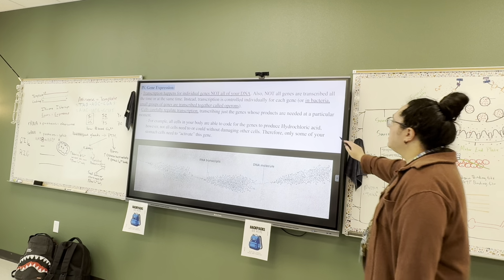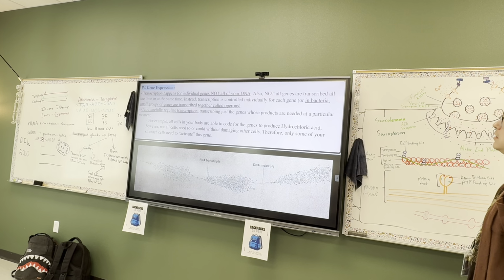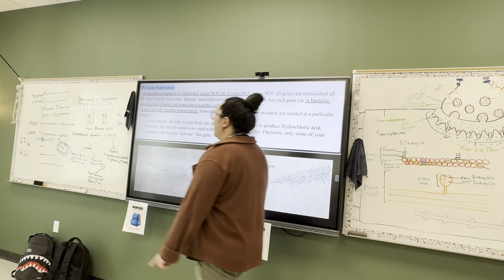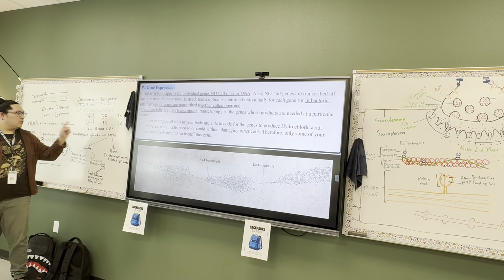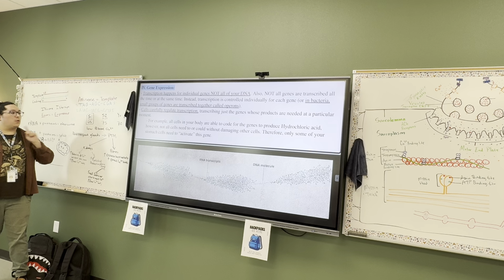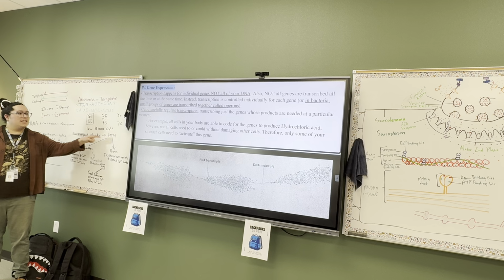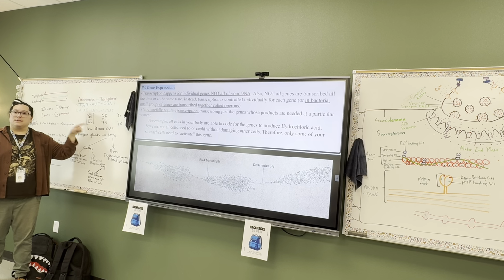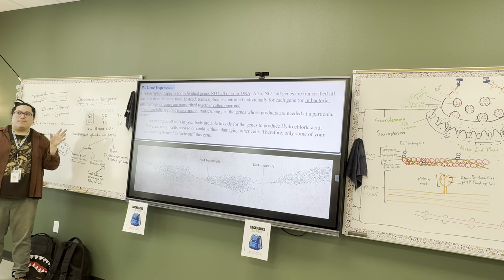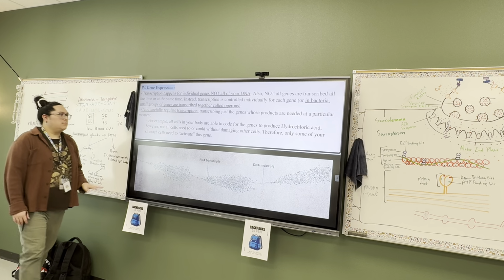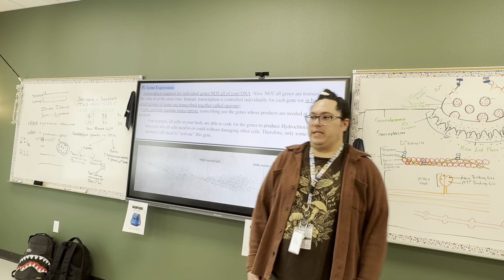Go ahead and read this next bullet point, please. Cells carefully regulate transcription, transcribing just the genes whose products are needed at particular moments. So, for example, in the body, if you happen to have low blood calcium, your body produces a hormone called parathyroid hormone, a protein hormone. But this hormone is only produced when this happens. So the cells that produce it are not going to produce it all the time, only at a particular moment. You don't have to read the rest, that's the AMP stuff, but it's just a good example.